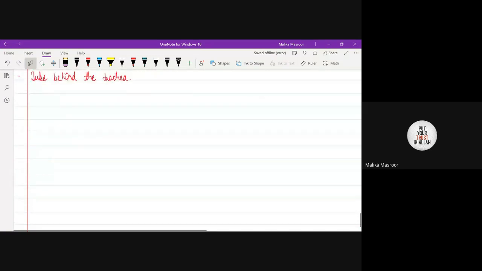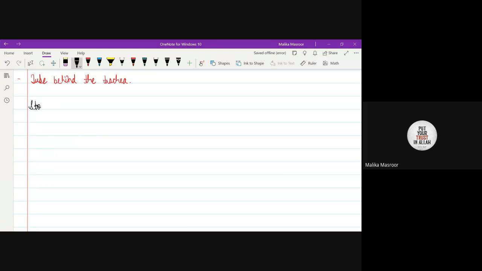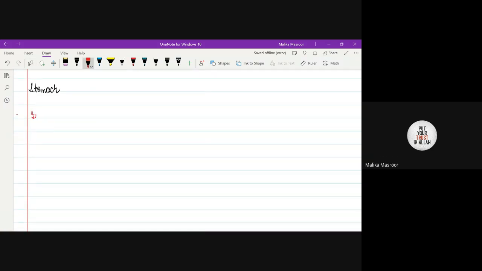Now we have the stomach, a main organ. Stomach is also important. So the stomach has strong muscular walls which contract and relax to mix the food with enzymes and mucus.